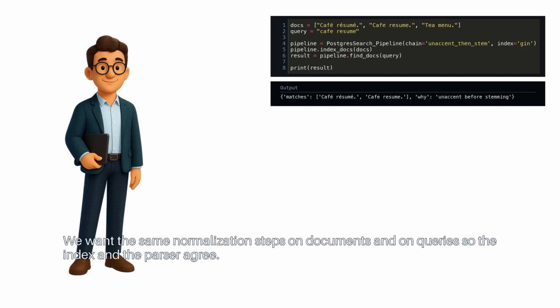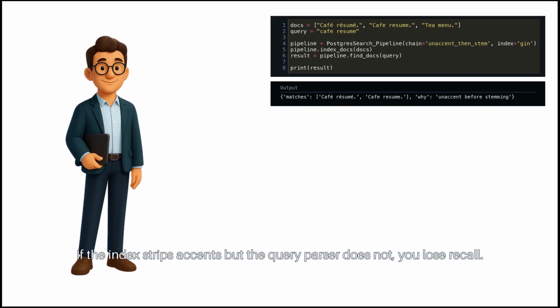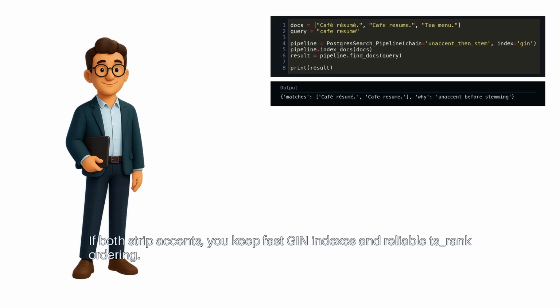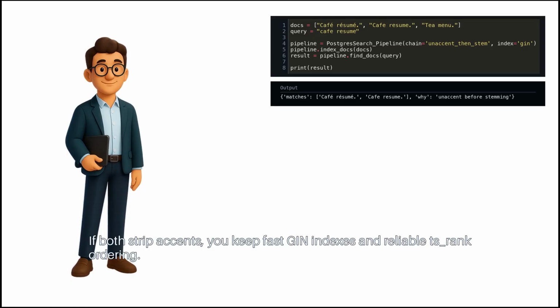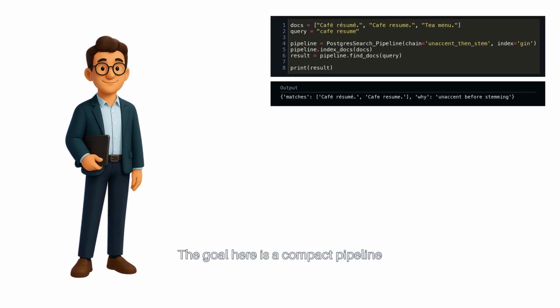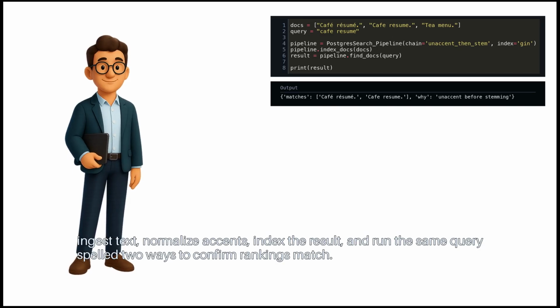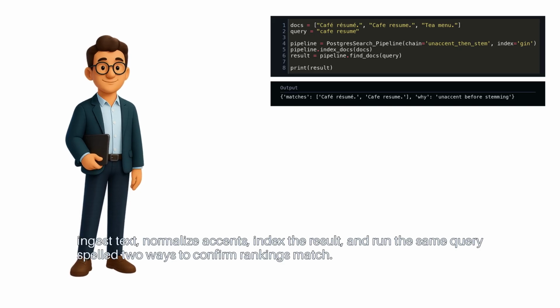We want the same normalization steps on documents and on queries, so the index and the parser agree. If the index strips accents, but the query parser does not, you lose recall. If both strip accents, you keep fast GIN indexes and reliable ts_rank ordering. The goal here is a compact pipeline: ingest text, normalize accents, index the result, and run the same query spelled two ways to confirm rankings match.